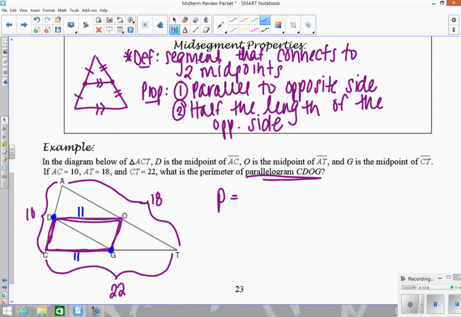And then I can use the same idea over here. Since D is the midpoint of segment AC, this piece has to be 5, as well as this piece up here. And I also know that OG has to be 5 because it's the mid-segment and it's across from the side length of 10. So then I would just add these up. So 5 plus 11 plus 5 plus 11. So the perimeter of CDOG is going to be 32.